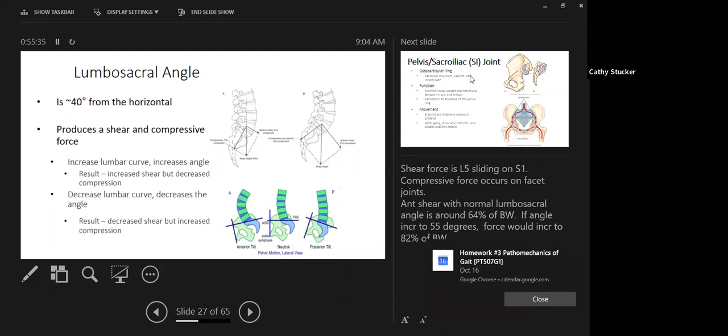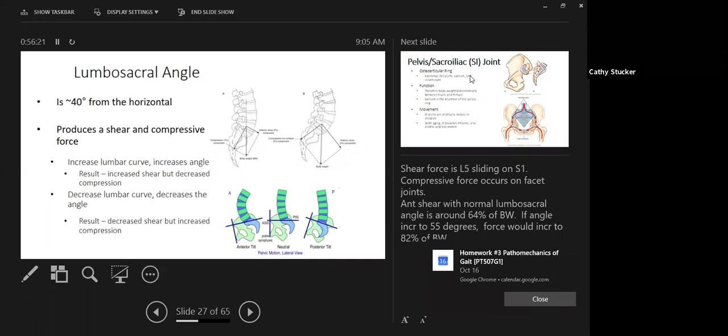All right, so we're going to look at the importance of the lumbosacral angle now. So this is the impact of their lordosis. How much lordosis does a person have? And there are consequences if they have too much and consequences if they don't have enough. It's basically the shear force of L5 sliding on S1. So if you have greater lumbosacral angle, and we're going to call it relative to the horizon, so about a 40-degree angle from the horizon, so it already is oriented down, right, to slide off the sacrum.